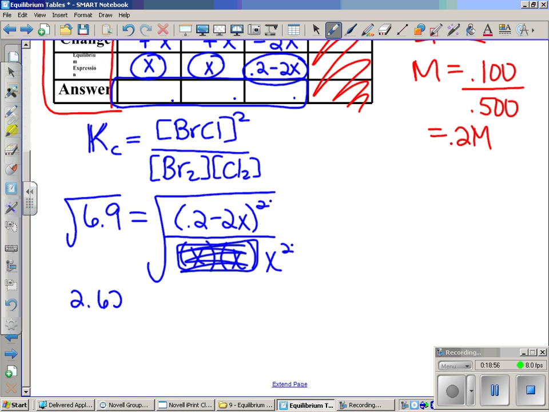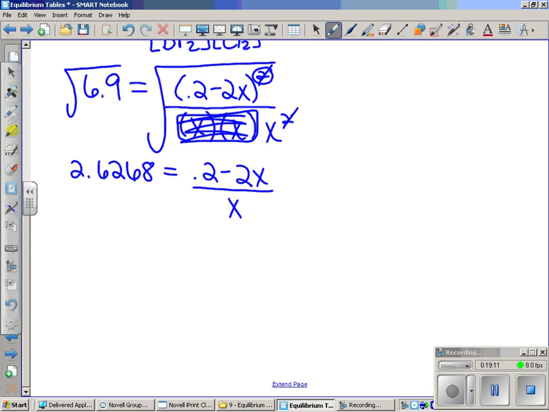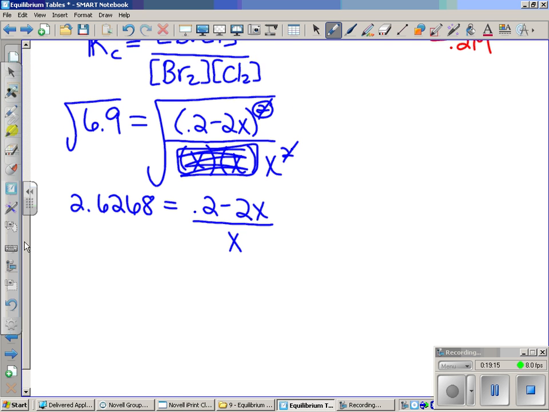If I take the square root, let's start on the 6.9 side. If I take the square root of 6.9, you get 2.6268. Over here, if I take the square root of something that's squared, it cancels off the square. So it'll leave on top 0.2 minus 2x, and then on bottom it will just be x. Okay, so again, the square root canceled those squares out. If you didn't know that mathematically, I would suggest going back and rewatching that part again, okay, because that's just some basic algebra. Now you're going to cross multiply.